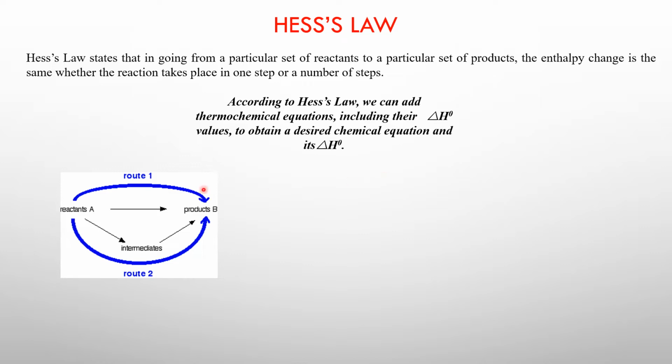We can use the following routes. We can convert reactant A to reactant B directly by reacting it with something. That's one way of calculating the enthalpy change. The other one is when you have reactant A changing into a minor product, which is an intermediate, and that intermediate may react with something to give you the product B. So here in route 2 you have two steps. Either you follow route 1 or you go through route 2, the enthalpy change in the formation of product B is going to remain the same.